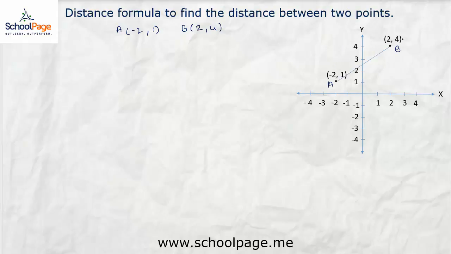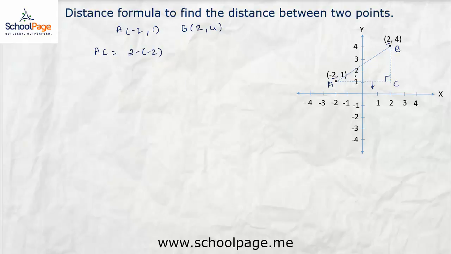Let us join AB. Let us now draw lines and form a right-angled triangle using these 2 points. We see that these 2 lines meet at the point C, and ACB is a right-angled triangle. Now let us find the length of the horizontal side of the right-angled triangle, which is AC. To find the length of the side AC, we subtract the x values. The x values here are 2 and -2. So AC equals 2 minus (-2).